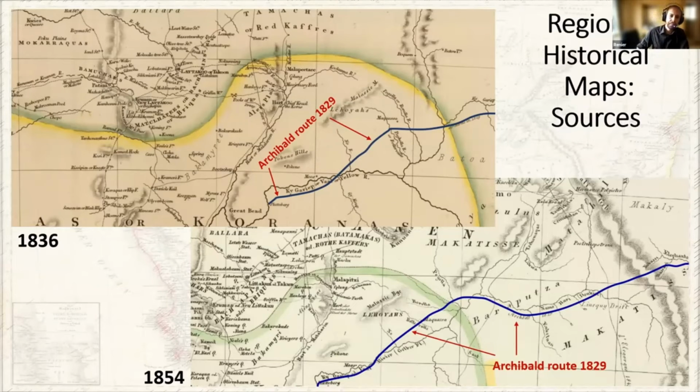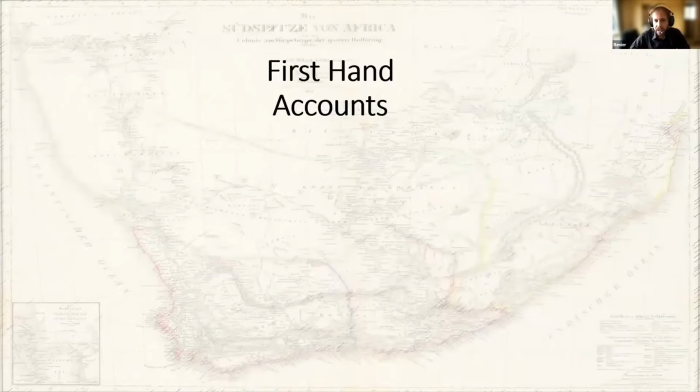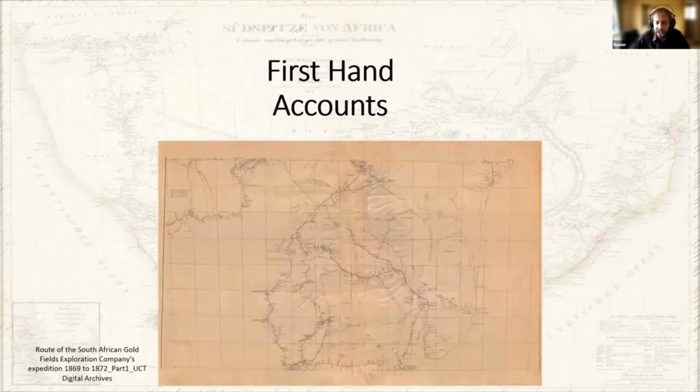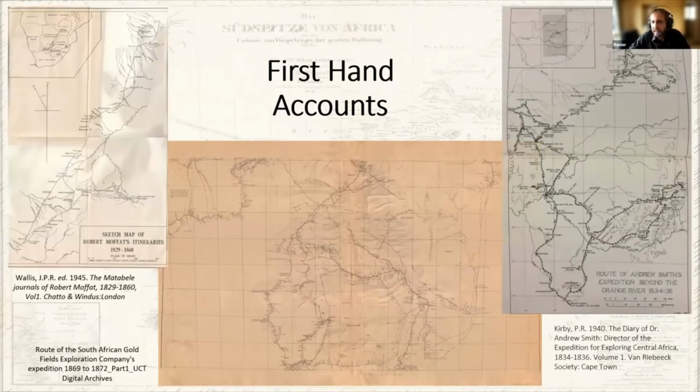Then the last type we generally use is your first-hand accounts, and they generally fall into two types of maps. You have the maps drawn by the expeditions themselves, as illustrated by this one. And then you also have the first-hand account maps drawn by the authors who published the accounts themselves. To the left is a famous one of the missionary Robert Moffat as he went to the Matabele Kingdom. And to the right is also a famous one by a scientific expedition of Andrew Smith.